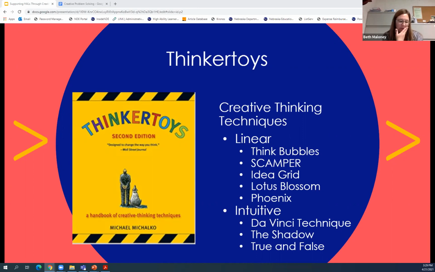But there are things like Think Bubbles, an idea grid, Lotus Blossom, Phoenix, and these ones have a lot of detail in how they describe their creative thinking ideas. The Da Vinci Technique is another one with drawing and writing questions.